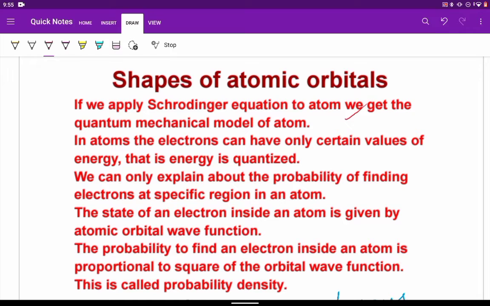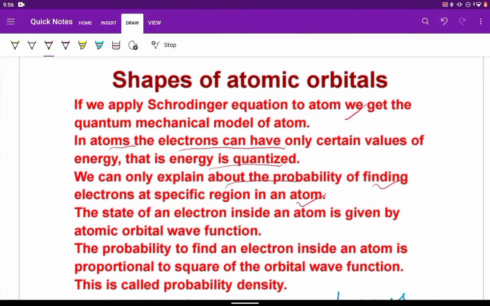Principal quantum number represented by n, azimuthal quantum number represented by l, and magnetic quantum number, that is magnetic orbital quantum number, represented by m. We also know that in atoms, the electrons can have only certain values of energy. So we can say that the energy is quantized. We can also explain the probability of finding the electrons at a specific region in an atom, and that region we specify as orbital.